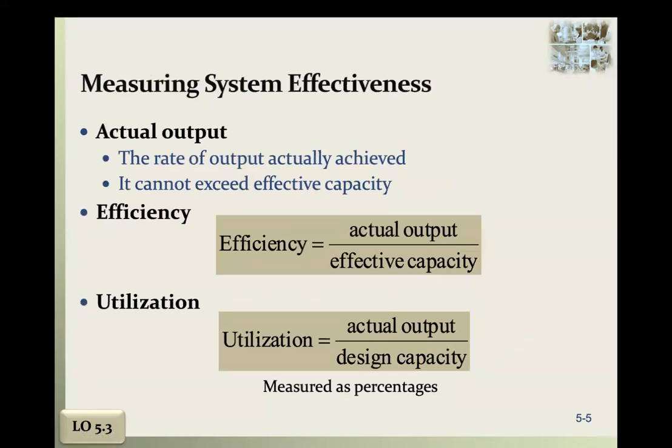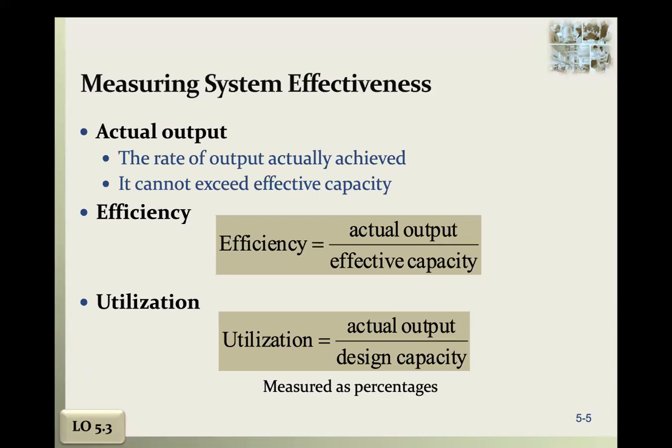And these are some formulas that we'll be using very frequently. One thing is the actual output, which means the number of units or the number of services that an organization is producing. That's called the actual output rate. And then the next thing is efficiency. Efficiency is the ratio of actual output and effective capacity. And then another term is utilization. Utilization is the ratio of actual output and design capacity.